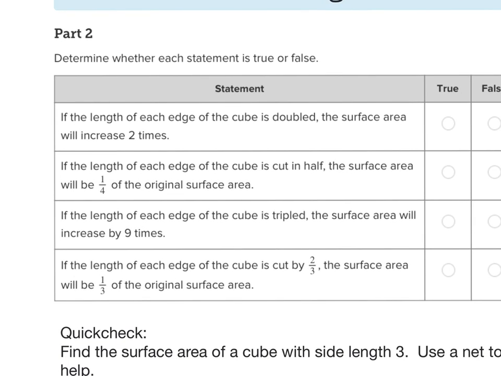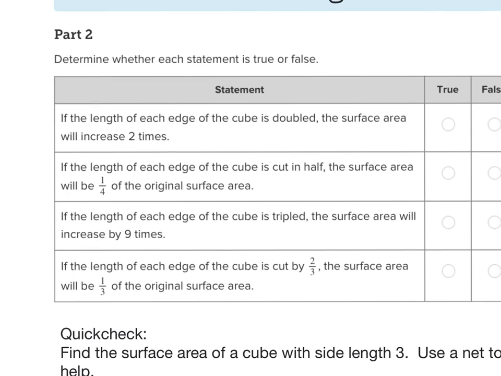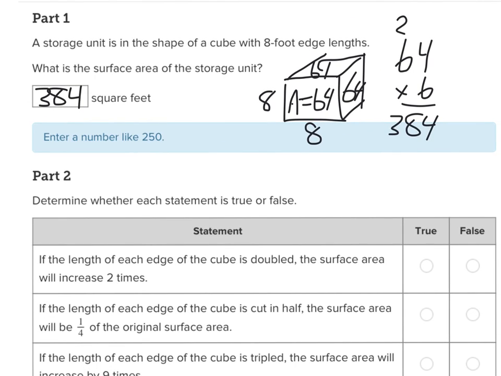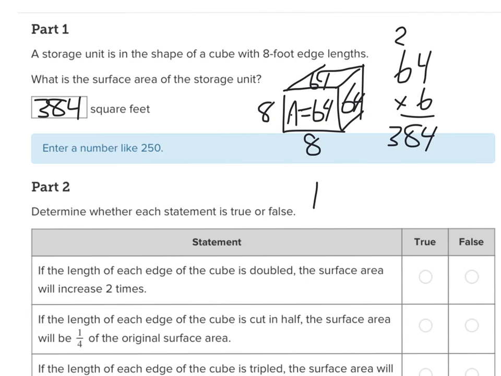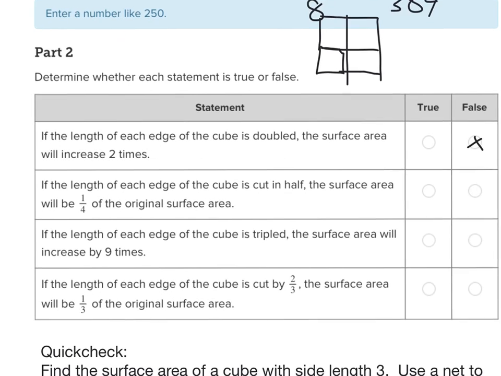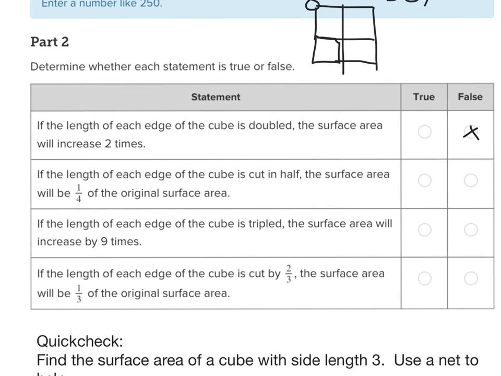Determine whether each statement is true or false. If the length of each edge of a cube is doubled, the surface area will increase 2 times. That is not true. If the length of each edge is doubled, every face is going to be 4 times as big. What I mean is, if I double the length and the width, the length of each edge, then each face becomes 4 times as big. So the surface area is going to be 4 times as big. So that is false.